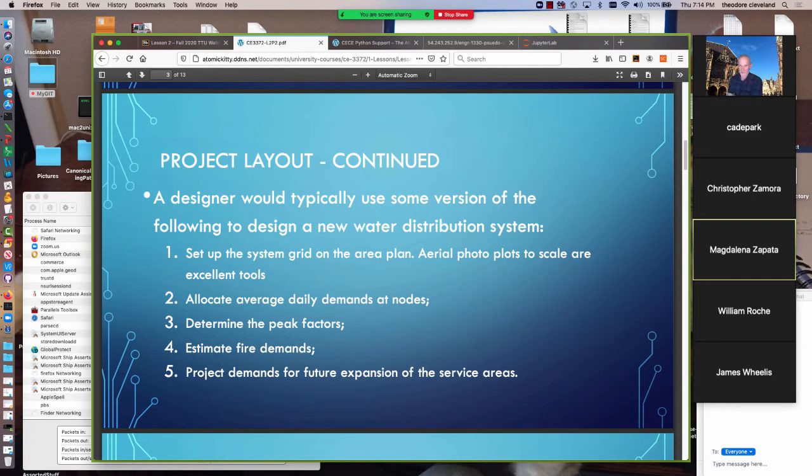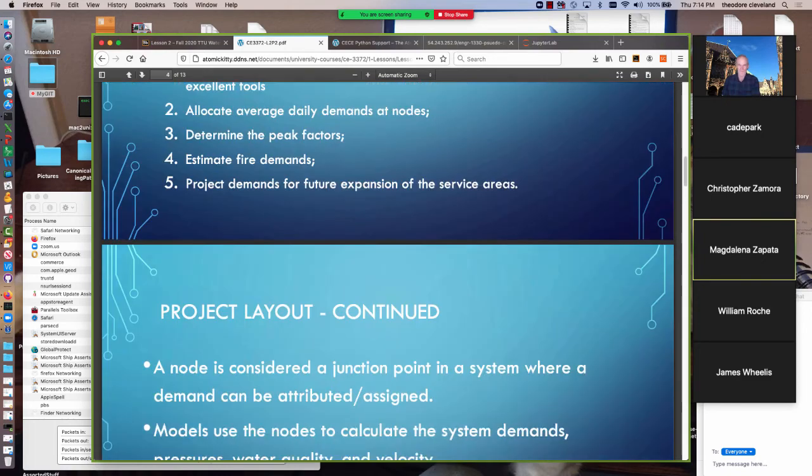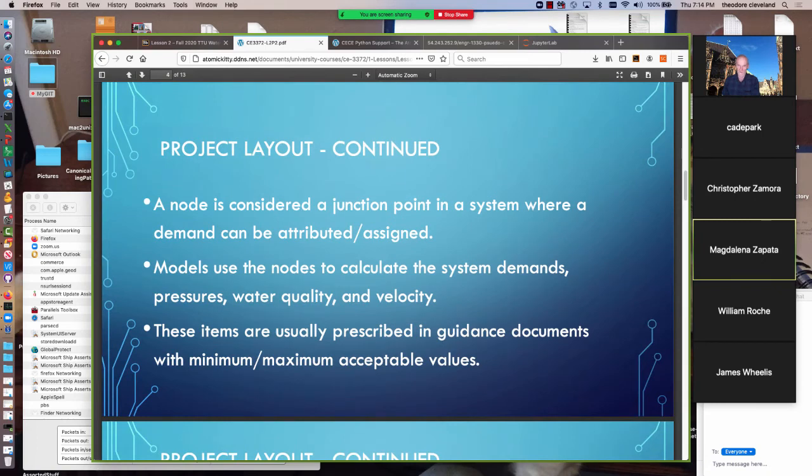Then you would determine the peak factors. We'd estimate the fire requirements. And then we would project demand into the future, either population growth model as well as physical build-out. A node's important because it's used in our hydraulic model, which is an approximation of what we're actually going to build. But they tend to be pretty good approximations. It's a junction point in the system where we can attribute or assign a demand. It also happens to correspond for places where we hook pipes together.